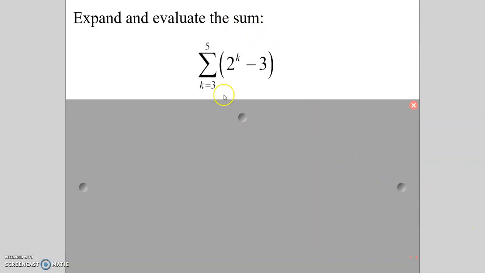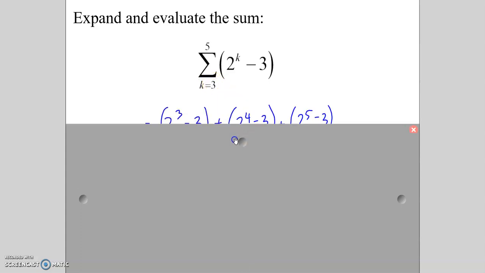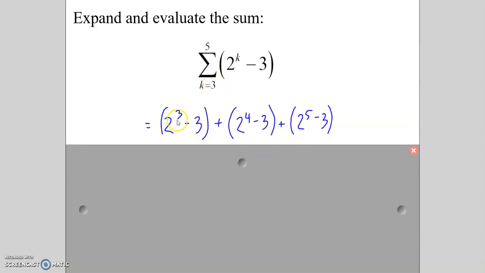Next, let's try this one. Now notice, one thing that's a little different here is I'm not starting with the number 1. So this means it's the summation from k equals 3 to 5 of 2 to the k minus 3. So this time k is my index, and I'm not starting by plugging in the number 1. I plug in the number 3 as my first term, my starting term.